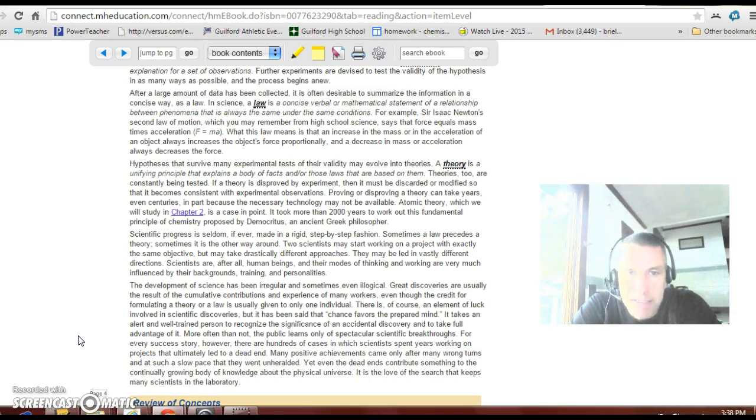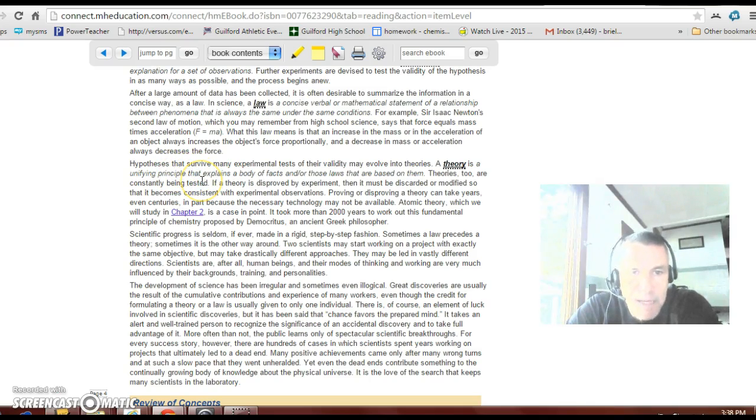For example, Sir Isaac Newton's second law of motion, which you may remember from high school science, says that force equals mass times acceleration. There's a fundamental concept. What this law means is that an increase in mass or in the acceleration of an object will proportionally increase the object's force, and a decrease in the mass or acceleration will decrease the force. Fine, but that's not even chemistry.